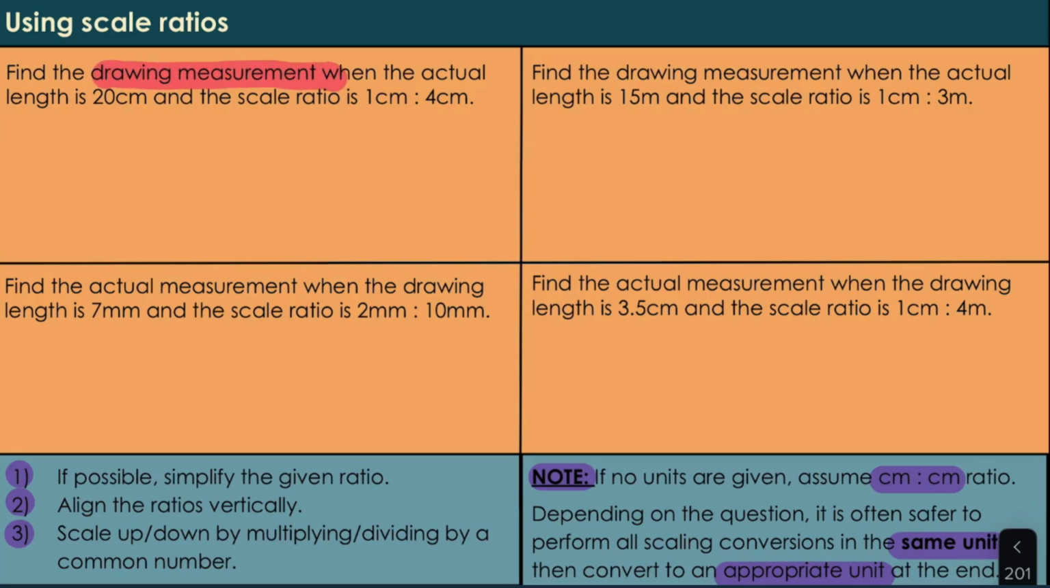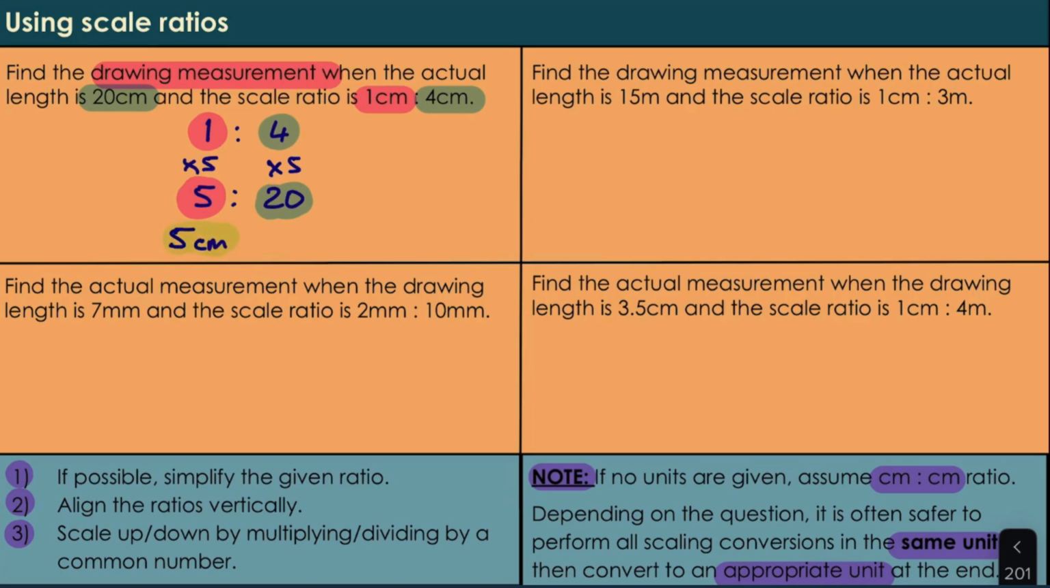Find the drawing measurement when the actual length is 20 centimeters and the scale ratio is 1 centimeter to 4 centimeters. Step 1, simplify the given ratio. It's already in simplified form. Step 2, align the ratios vertically. Step 3, we must scale up. So we have scaled up by 5. We multiply by 5 and we multiply by 5. So our final answer is 5 centimeters.